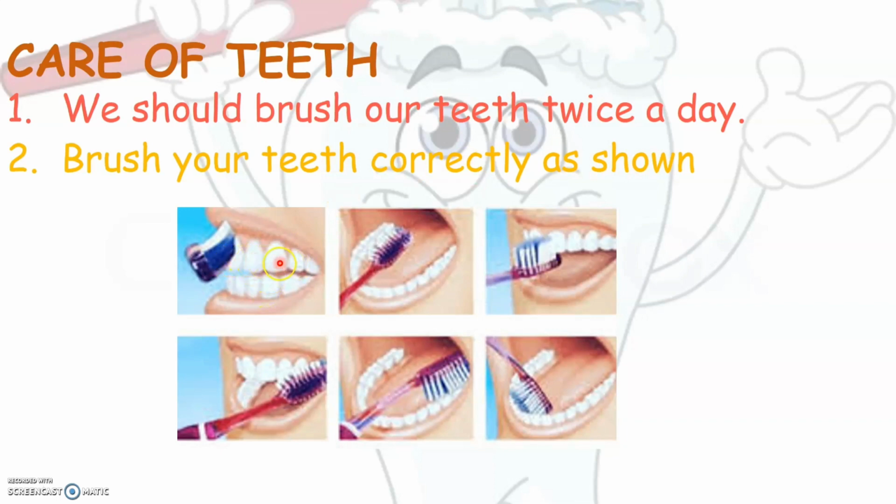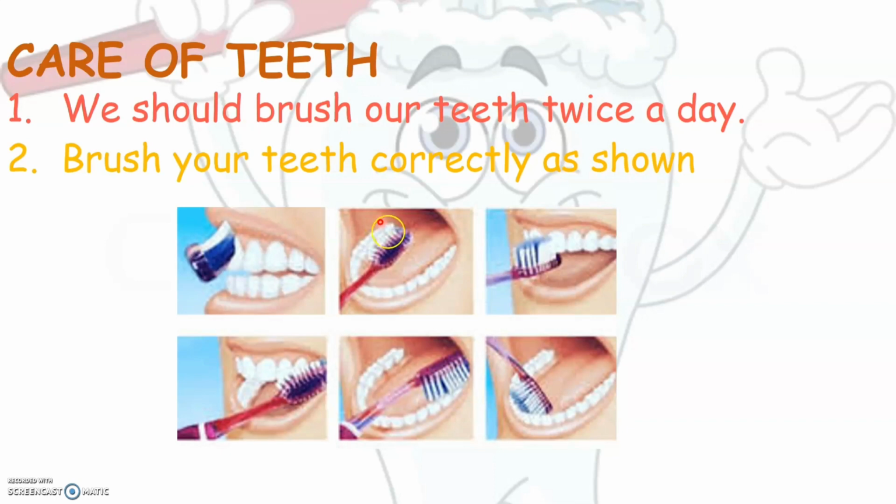The outside surface of the upper teeth can be cleaned using a downward sweeping motion. As you see, your brush should start from the gums and go downwards in a sweeping motion, which you call a downward sweeping motion. And the inside surface of the upper teeth should also be cleaned using a downward sweeping motion. Now the outside surface of the lower teeth, as you see here, should be cleaned using an upward sweeping motion. That is, from the gums, your brush should go in the upward direction in a sweeping motion.